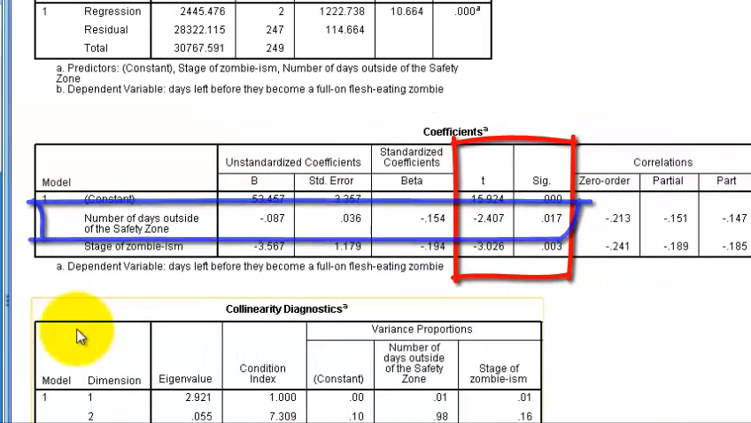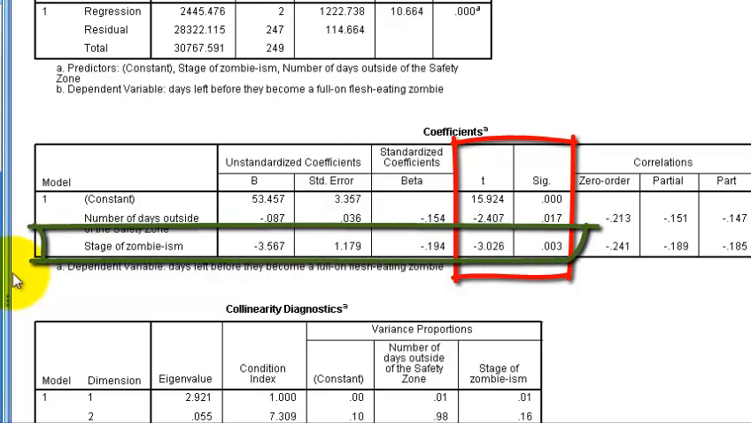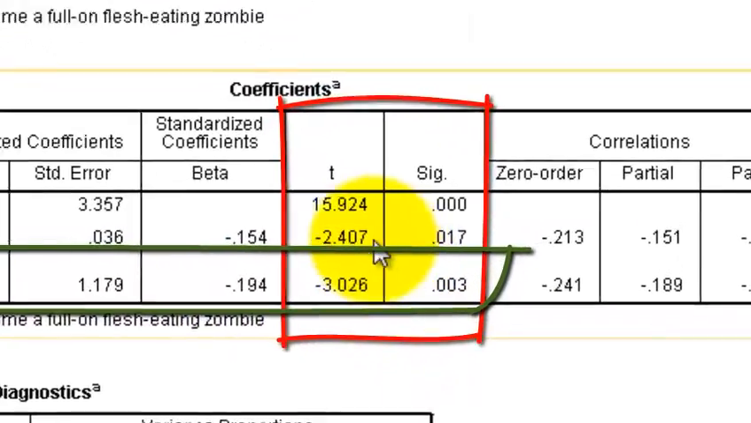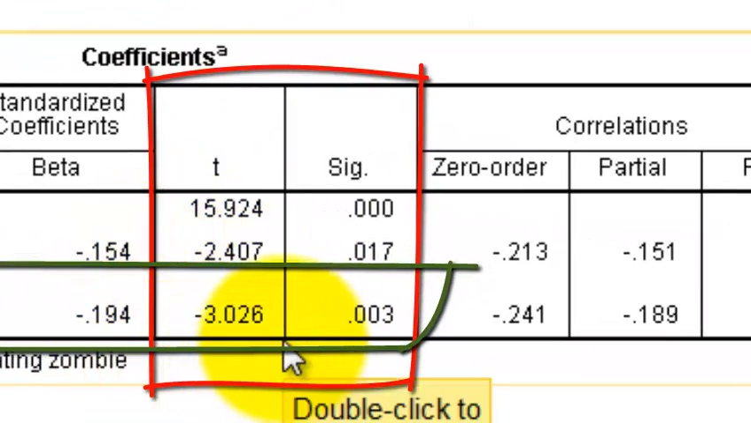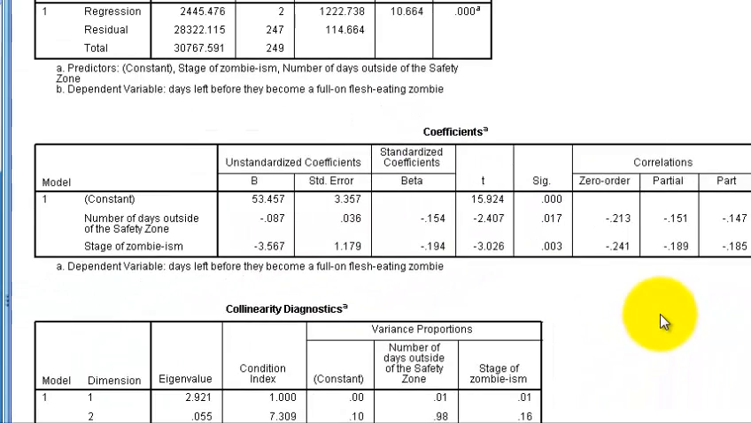Repeat here, next, the stage of zombieism. So we look at the t-score again. It's negative 3.026, and the p-value was 0.003, which is even less than 0.05. So that means both of the predictors were significant. Question solved. Moving on.